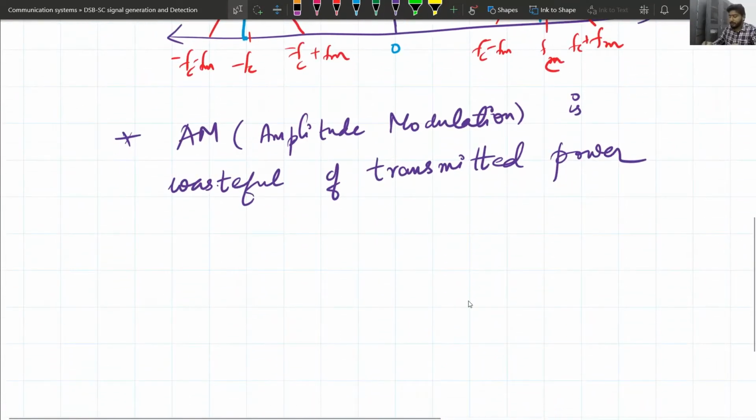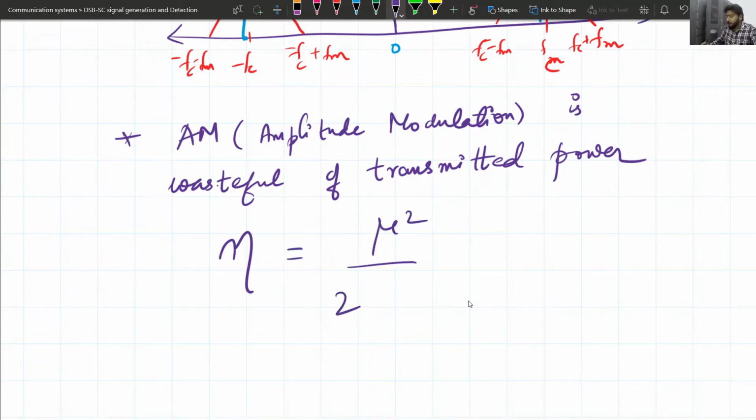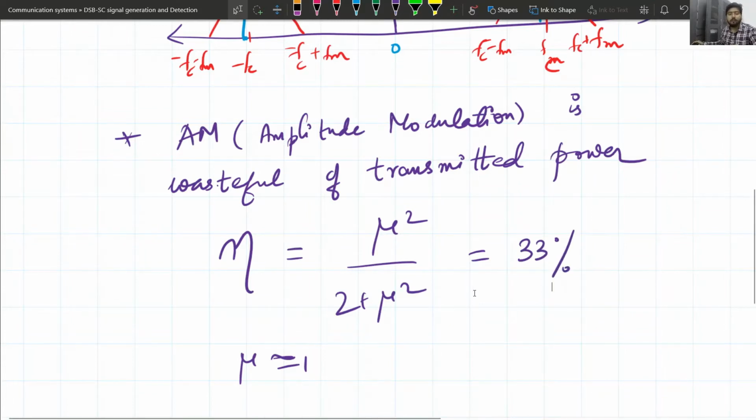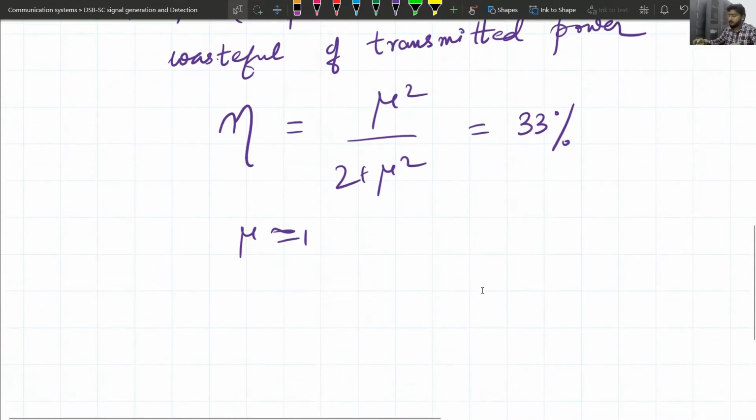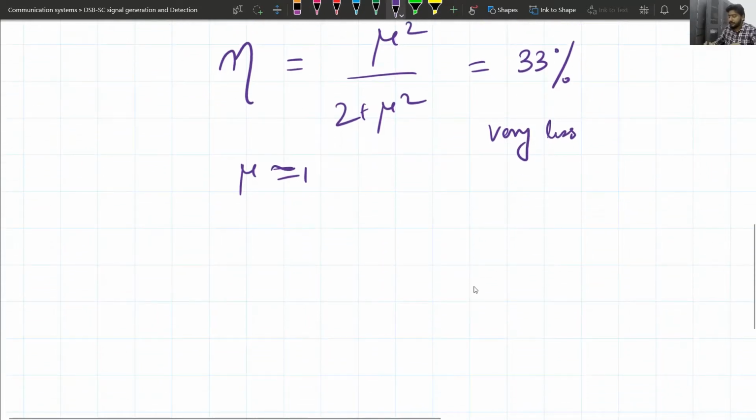As we have also seen, the power efficiency of the AM modulated wave is given by mu square by 2 plus mu square. At mu equal to 1, the efficiency is 33% at max, which is the maximum value of the modulation, which is very less. Hence we can say amplitude modulation is not power efficient.